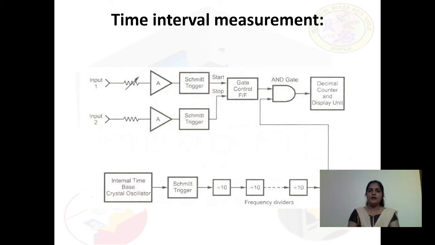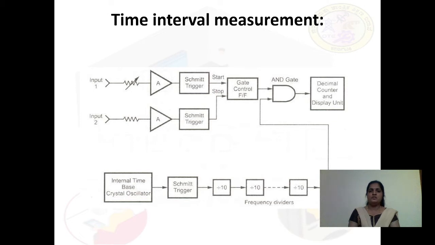This is the block diagram of a time measurement, also referred to as a time interval measurement. In this block diagram, we are using two inputs, input 1 and input 2. Both the inputs are attenuated and amplified. We are operating within the range by attenuating the signal, and in order to strengthen the signal, we are amplifying both the input signals, input 1 and input 2.